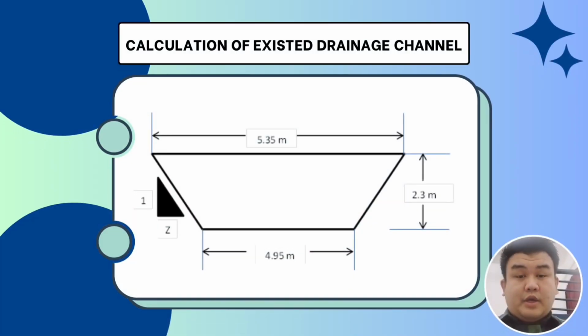Hello, my name is Alexander Maxwell and my matric number is CF220101. In this slide, I want to talk about the diagram that we got from the site visit data. The top width is 5.35 meters, the height is 2.3 meters, and the bottom width is 4.95 meters, and from these we can calculate Z, and Z is 2.15.